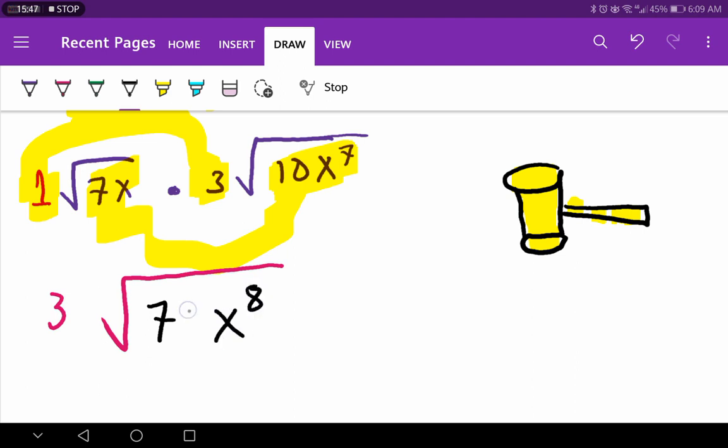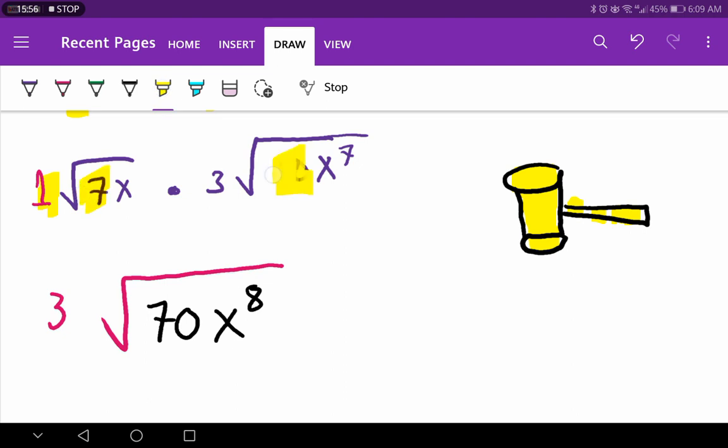How do I get the 70, my dear student? Because 7 by 10 gives 70, and x with power 7 multiply x gives x with power 8.